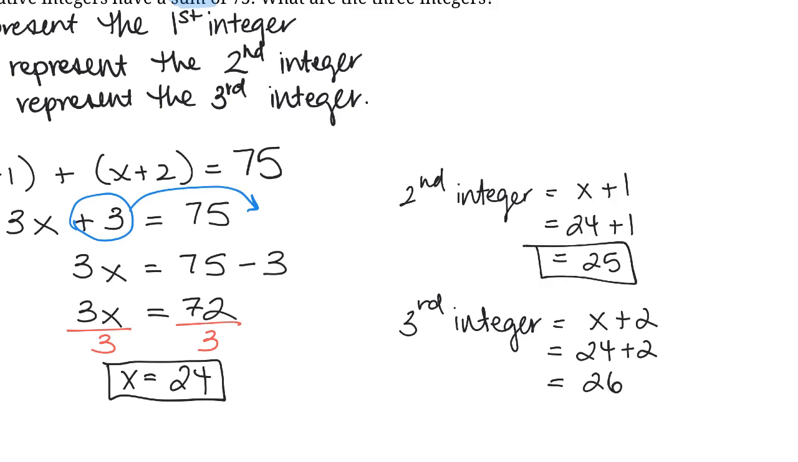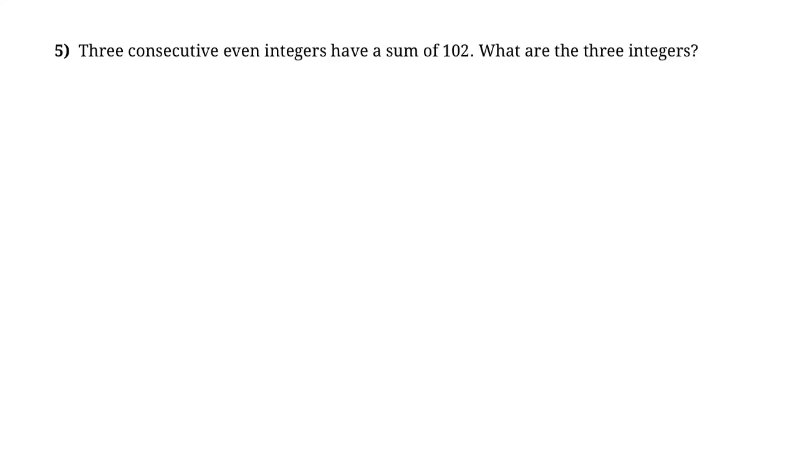Okay, so my three consecutive integers that we were asked to figure out are 24, 25, and 26. So you can very clearly see that they are consecutive. They go in order, 24, 25, 26. So here's another version of an integer question. This time, three consecutive even integers have a sum of 102. What are the three integers?